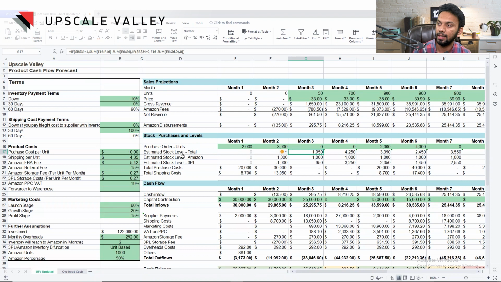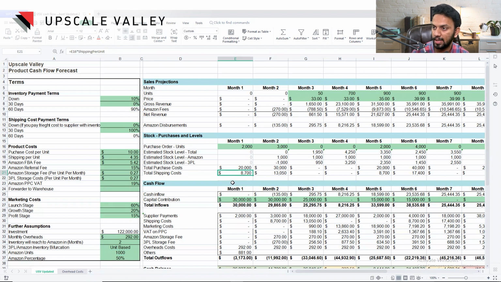When we want to see further segregation, like how much would be at Amazon, here we have selected the unit based option and the 1000 units. So you can see accordingly 1000 units are being filled here, and the remaining units are at the 3PL cost, and the purchase cost is added accordingly. Let's say each unit costs $10, so 2000 units means $20,000 purchase cost, and $4.35 is the shipping cost. Then this 8700 is the shipping cost for 2000 units.